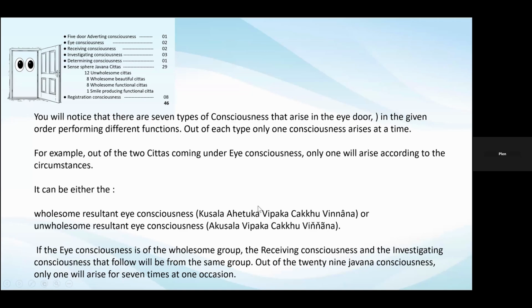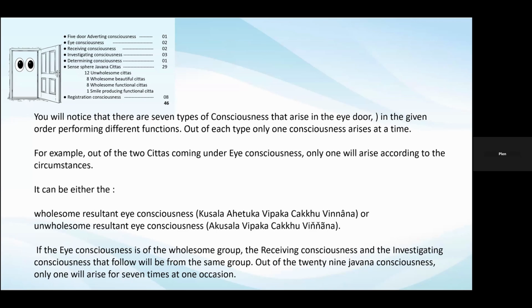You will notice that there are 7 types of consciousness. These are the 7 types that arise in the eye door in the given order, performing different functions. Out of each type, only 1 consciousness arises at a time. For example, out of the 2 citta coming under the eye consciousness, only 1 will arise according to the circumstances.